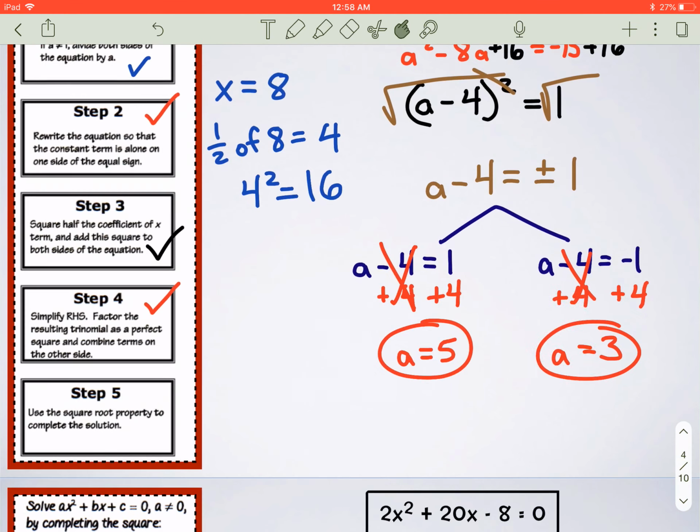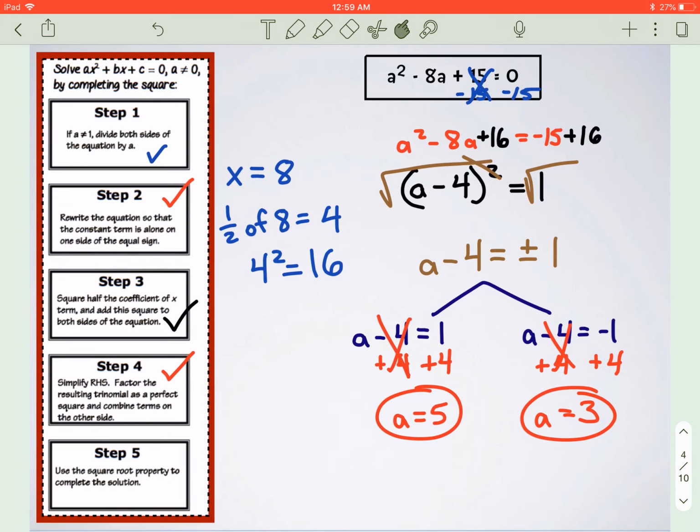As you solve this, please use the checklist. I will make sure to post the PDF version.